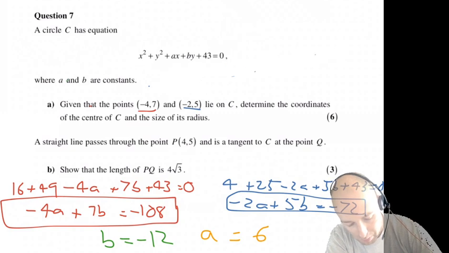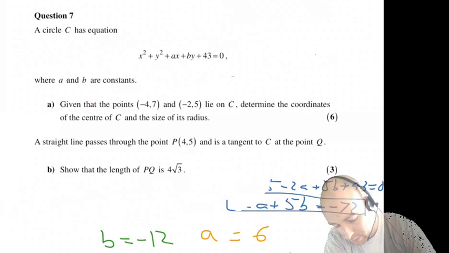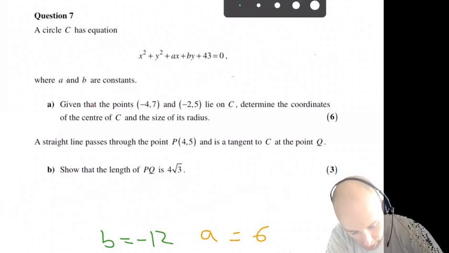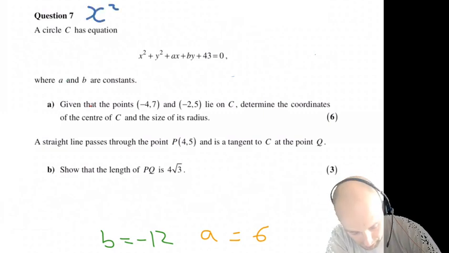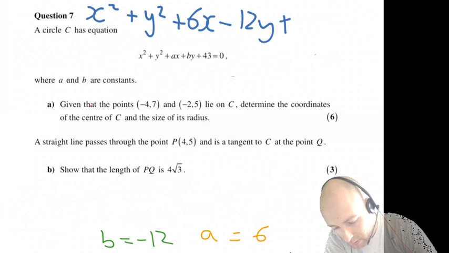All right, so let's go back to our difference of squares and redeem ourselves. By ourselves, I mean me. So, x squared. You see that? Yep. Plus y squared plus 6x minus 12y plus 43 is 0.